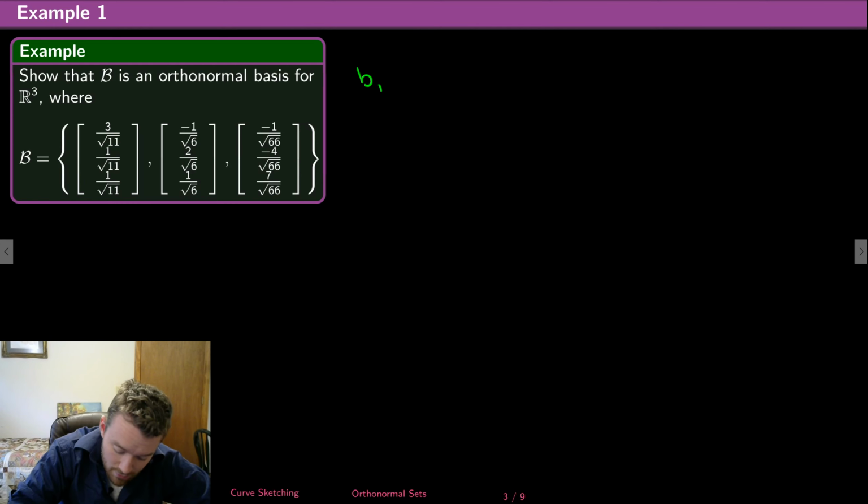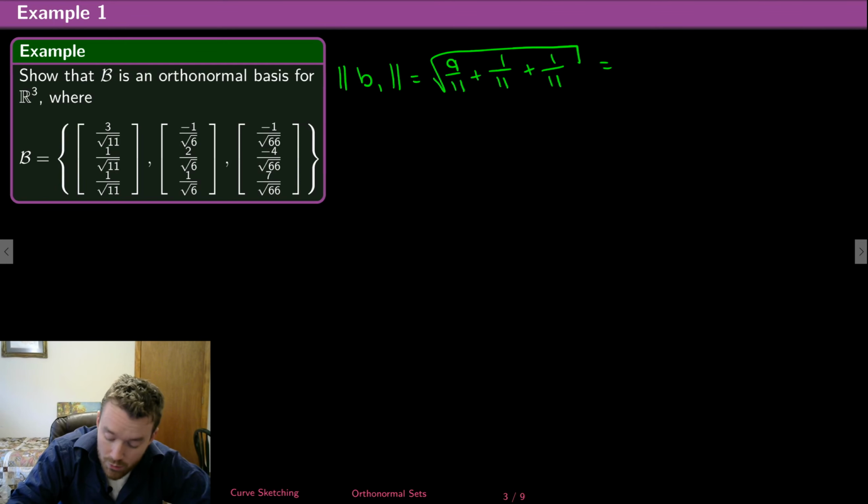So the norm of B1 is going to be the square root of each entry squared. The first entry squared is 9 over 11. The second entry squared is 1 over 11. Finally, plus 1 over 11. And so 9 plus 1 plus 1 is 11, so the square root of 11 over 11. This is just the square root of 1, which is 1.